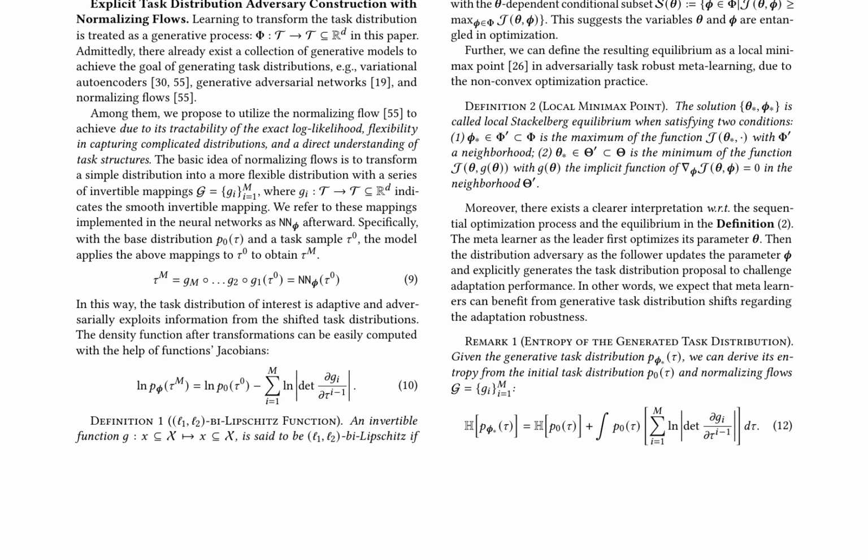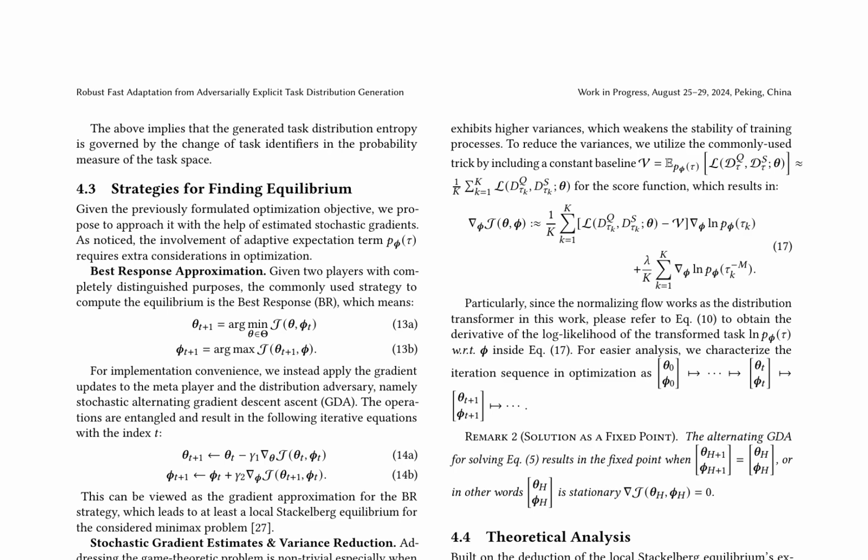The adversarially task robust conditional neural process, ARCNP, is formulated as a minimax problem, where the meta-player seeks to minimize the risk function, and the distribution adversary seeks to maximize the risk function by generating task distributions that challenge the meta-player's adaptation performance.